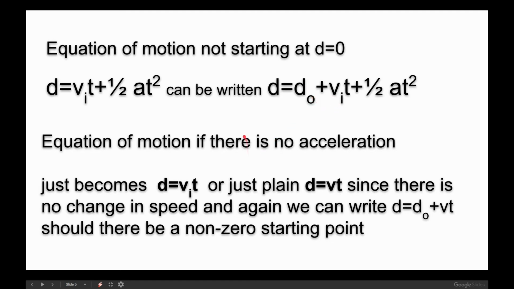Just saying, look, man, the distance he's going to travel is wherever he started, plus any distance due to constant speed, plus any distance due to acceleration. And all of these collapse into just D equals VT if the thing's not accelerating.